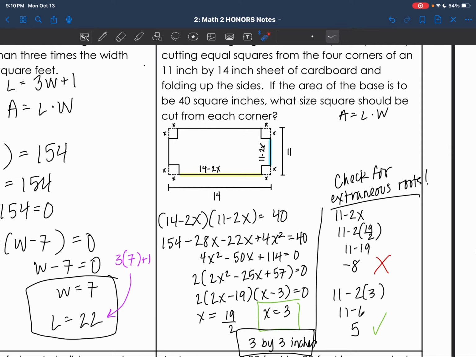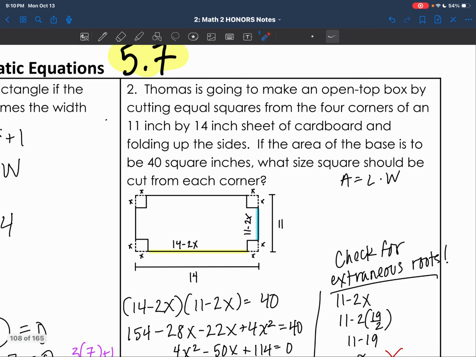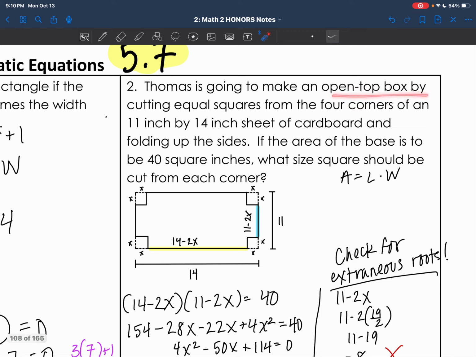Alright, this picture is a little more complicated. So he's going to make an open top box by cutting equal squares from the 4 corners of an 11 by 14. So the cut-out squares are these parts right here. And then we know that it's 11 by 14, and folding up the sides. If the area of the base is to be 40 square inches, what size square would be cut from each corner? So we know area is length times width.